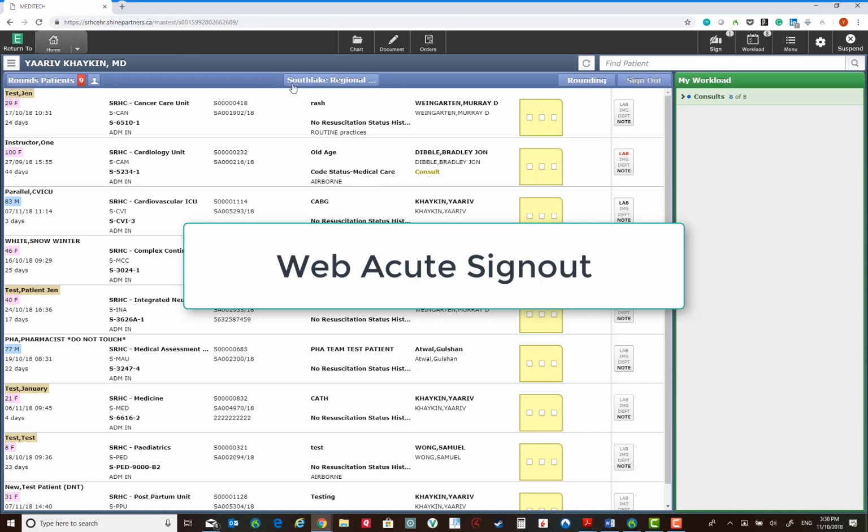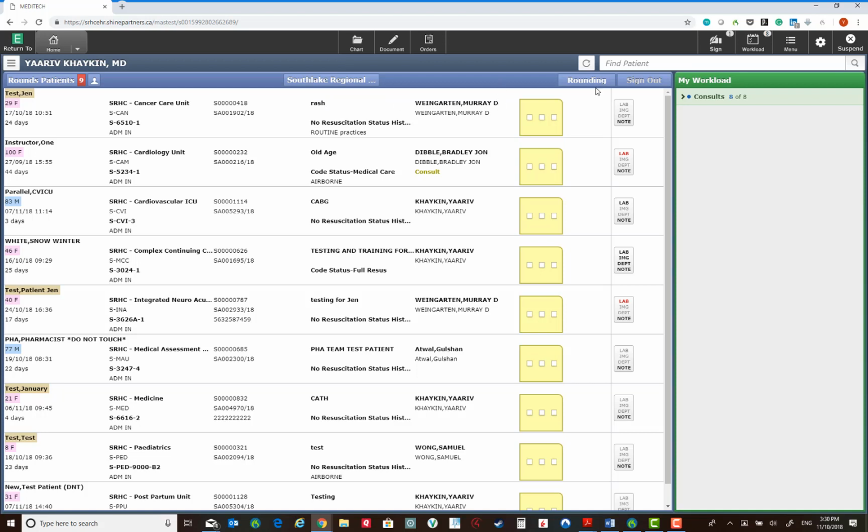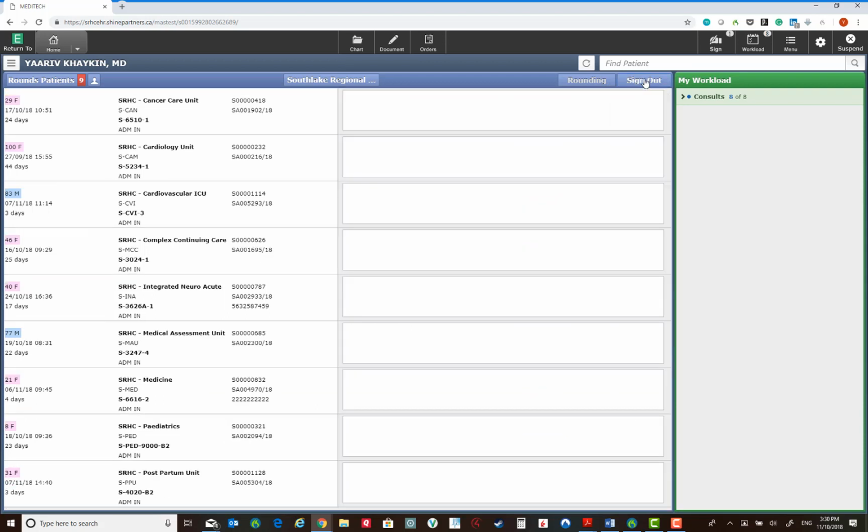On top of the screen, you will see the institution you're currently working at. You will see that you are in the rounding mode. The second mode you can use is that of Sign Out. When you click on Sign Out, MEDITECH allows you to create Sign Out for each one of your patients.